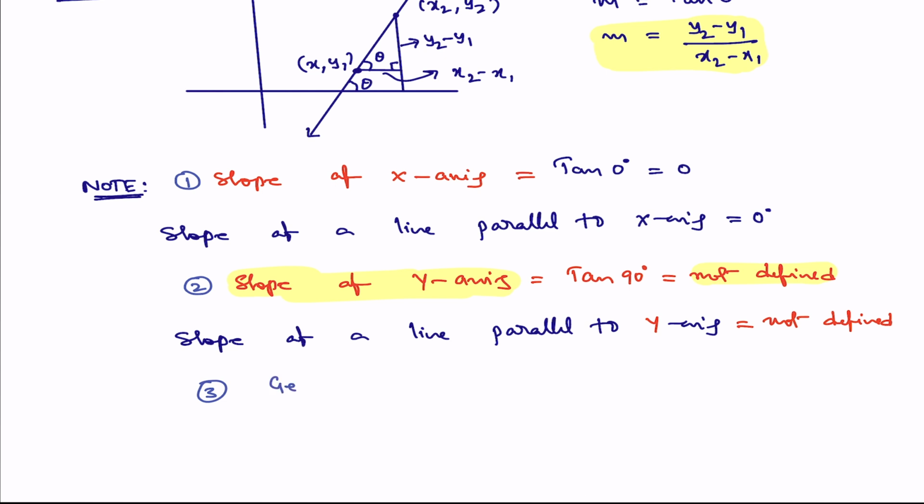In the NCERT straight lines chapter, you know the general form of a straight line. What is the general form of a straight line? The general form of a straight line is ax plus by plus c equal to 0.